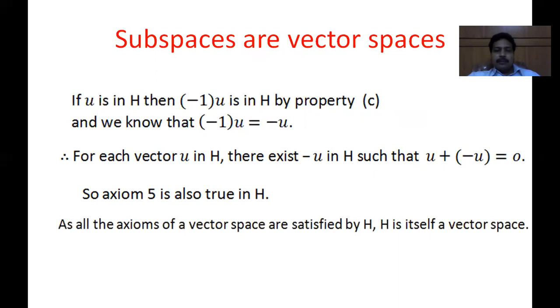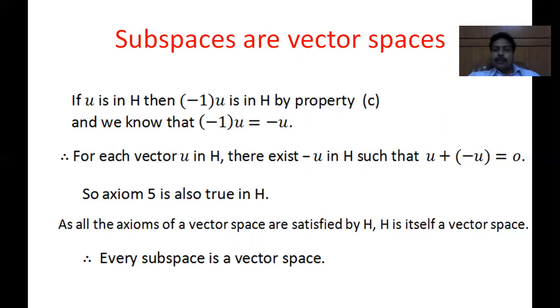So as all the axioms of a vector space are satisfied by H, a subset of V, H itself is a vector space. H also holds all the 10 properties. So H itself is a vector space, but it is a subset of a vector space. That's why we are calling it a subspace. So every subspace is a vector space. It satisfies all the axioms of the vector space, and all the theory which we will prove for a vector space is true for its subspaces also.